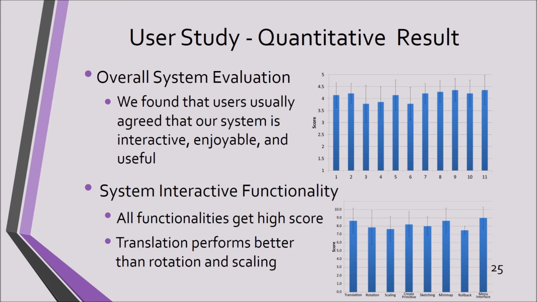In the overall system evaluation, all the questions get high scores, which means users usually agree that our system is interactive, enjoyable, and useful. While considering each functionality, we found that all functionalities get high scores, and translation gets a better score than rotation and scaling. We guess that's because we only provide object translation in both personal and object space. This may imply that providing object modification in both object and personal space is a better model to facilitate finding changes.